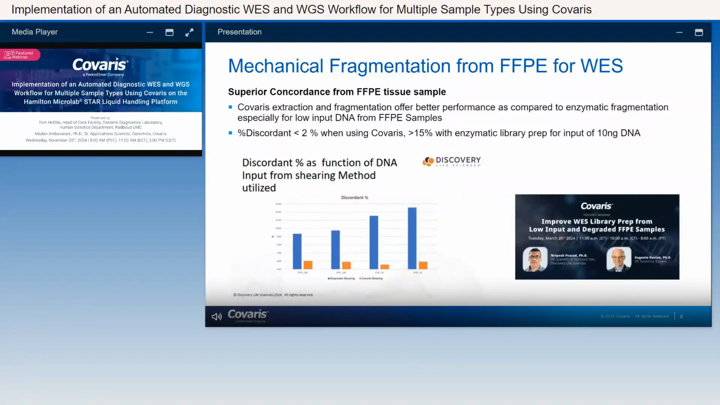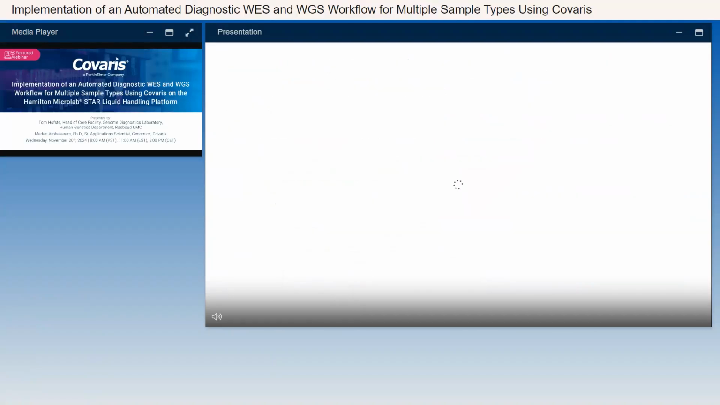It is noteworthy that the discordance rate remained under 2% when using Covaris, compared to over 15% with the enzymatic library prep at 10 nanogram DNA input, which is shown in this bar graph on the bottom left.